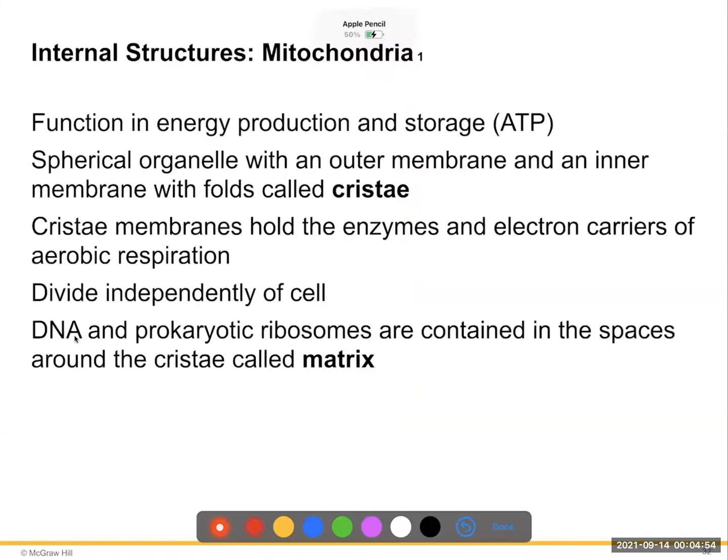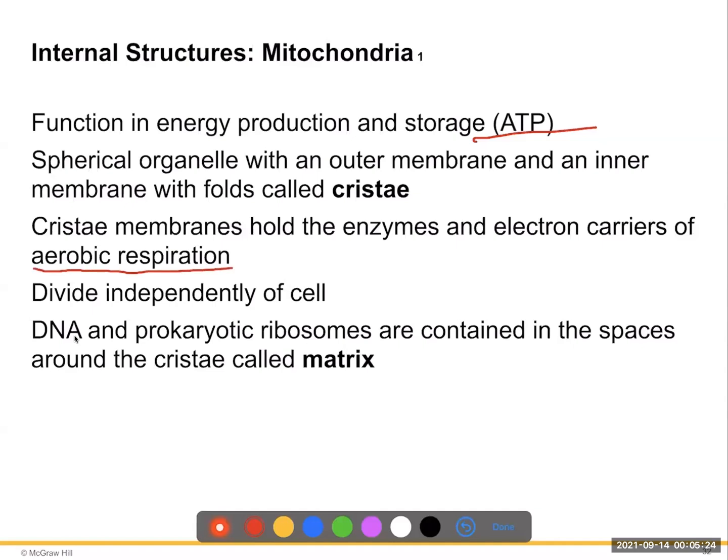Okay, the mitochondria. Mitochondria produce ATP. That's their function. Remember, mitochondria produce ATP. They're spherical organelles. They're like rod-shaped. Okay, they have an outer membrane and an inner membrane. They're double membranes, the mitochondria. Okay, and the folds in them are called cristae. Cristae membranes hold enzymes and electron carriers of aerobic respiration. Aerobic respiration means in the presence of oxygen.